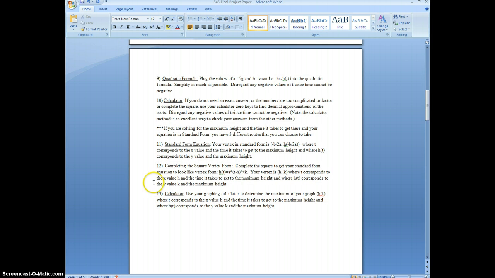For the next 3 steps, these are the ones that I have laid out for finding the maximum height or the vertex of the equation. So if they didn't have to do any completing the square in the previous steps, they could do step 11, which is the standard form equation using negative b over 2a to find the vertex and its y-coordinate. And number 12 is completing the square again, where the student can just pull out the vertex from those values. And the last resort is the calculator to find the maximum using the max key.